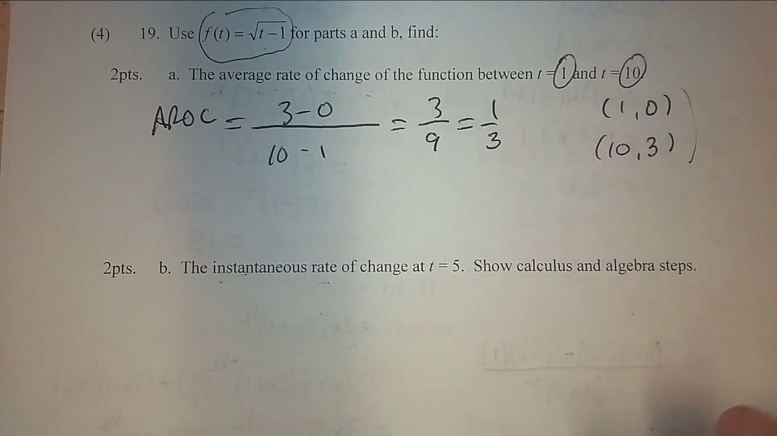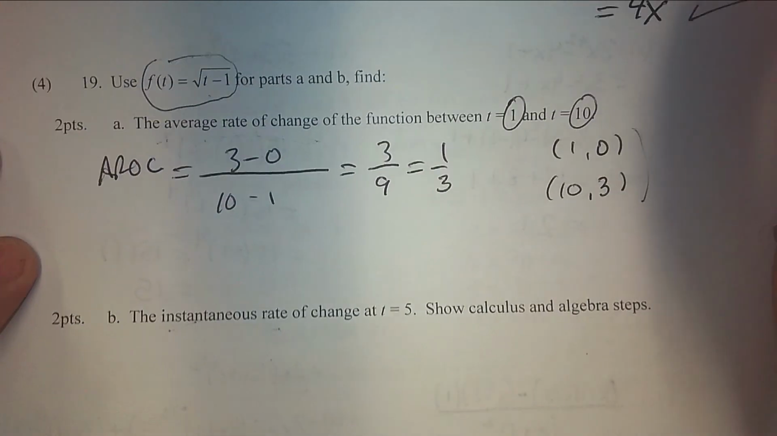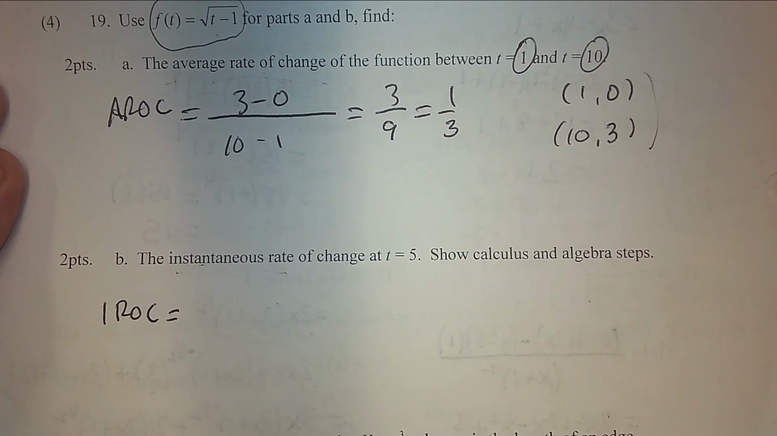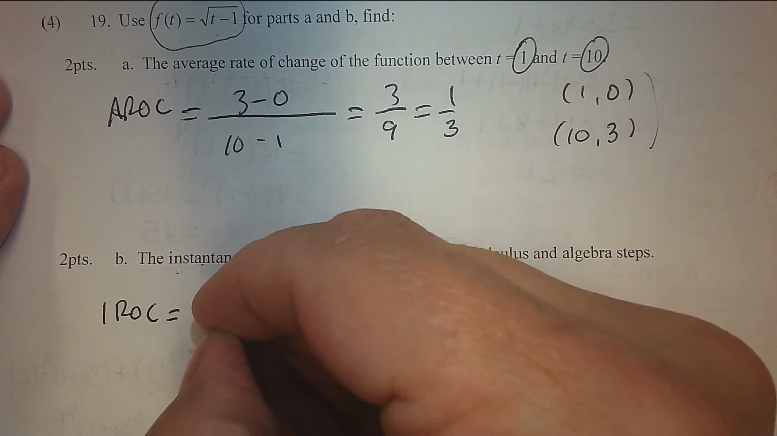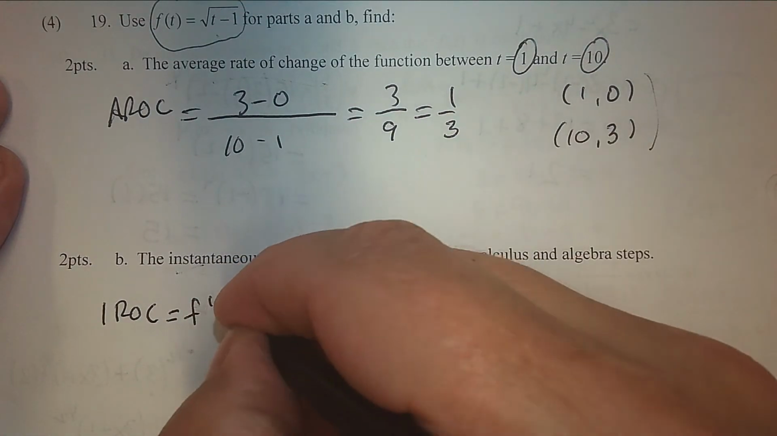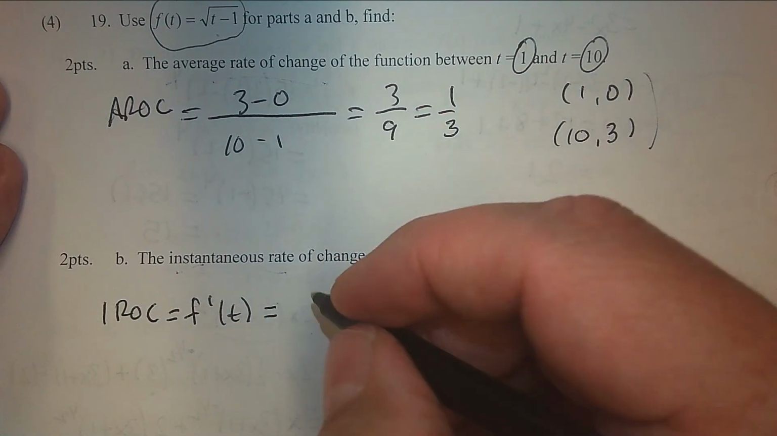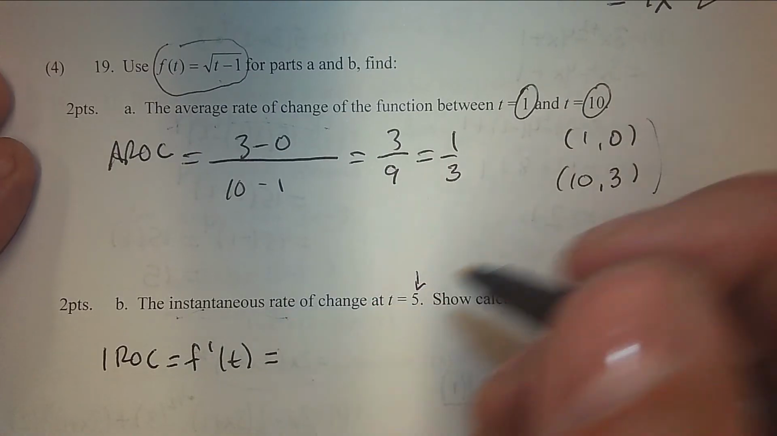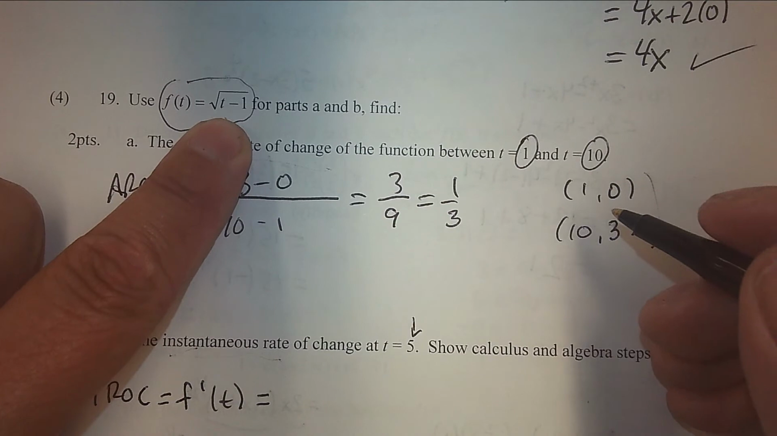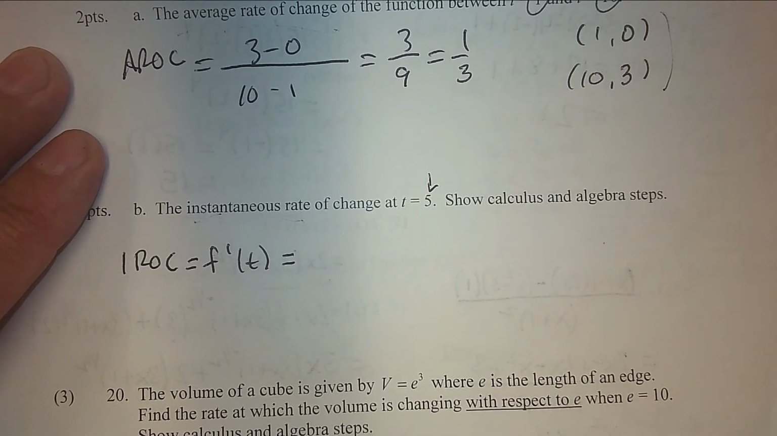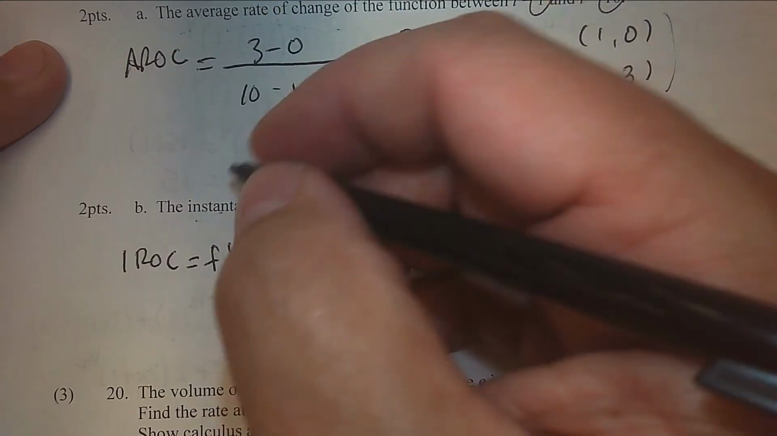But how about the instantaneous rate of change? How do I find that? Well, that's another name for derivative. So it means can you take the derivative, and then we're going to plug in 5 after that. So first I need the derivative. So in order to do that, I need to understand that we have a square root of t minus 1. So I need to rewrite it. I'll do that up here.